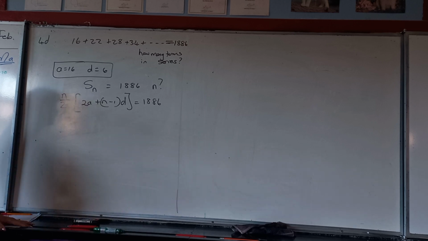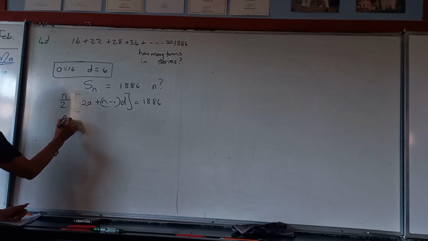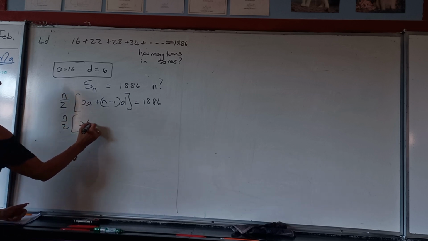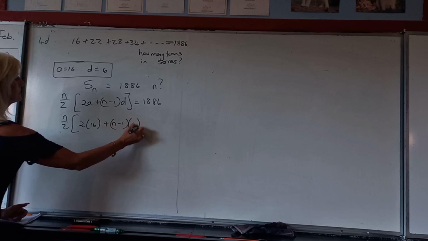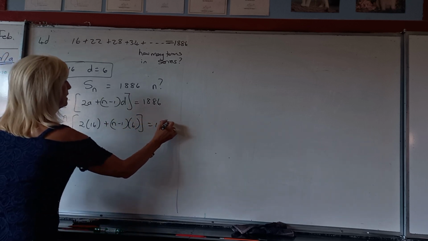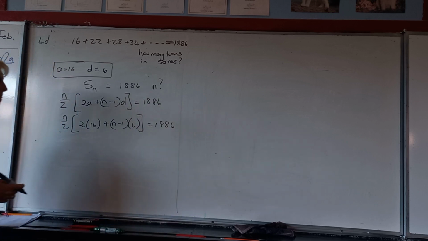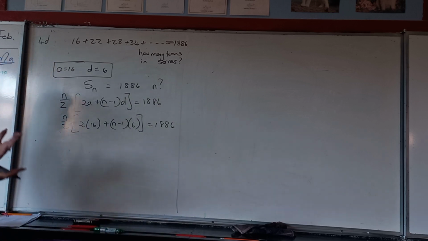So now what? N is what I'm trying to find. A is 16, and I don't know, D is 6, and I'm trying to find how many variables here? One. How? It's up to you.